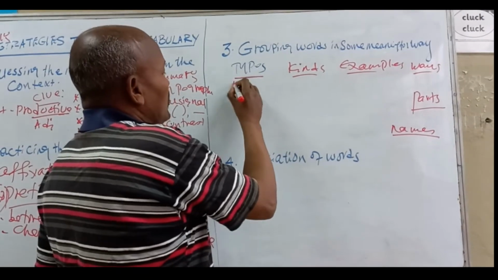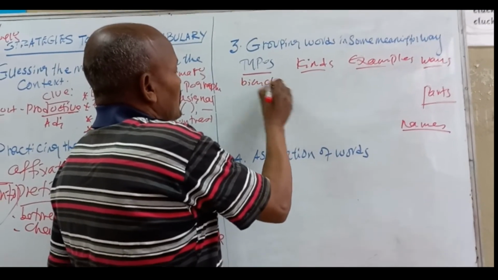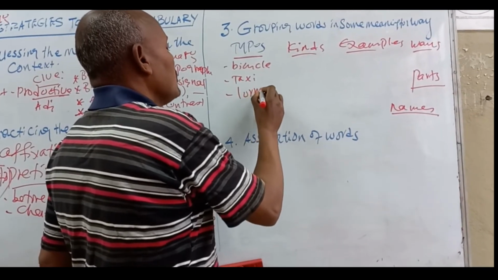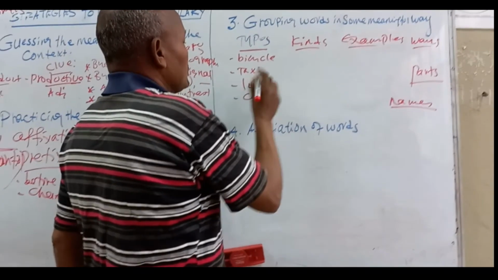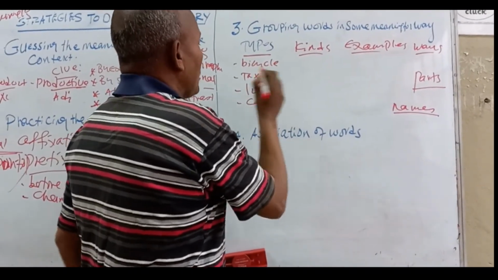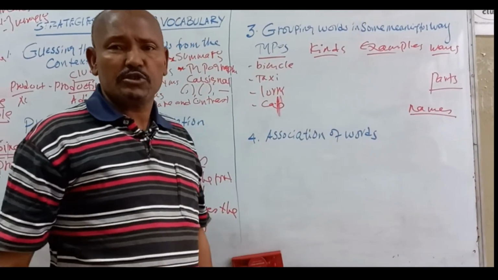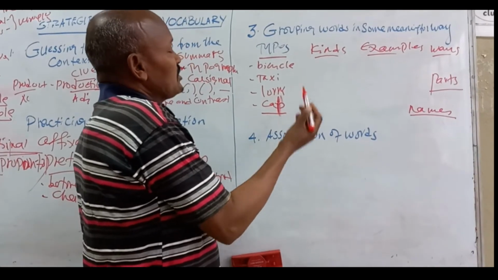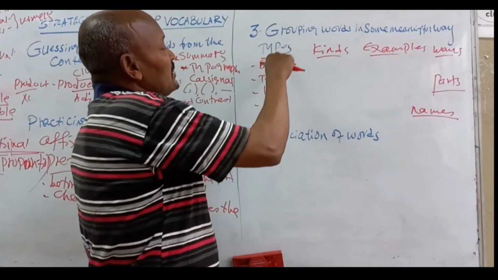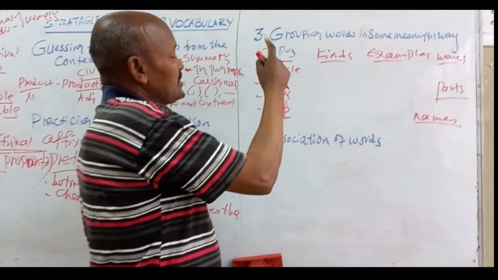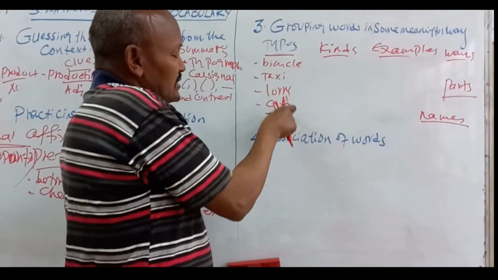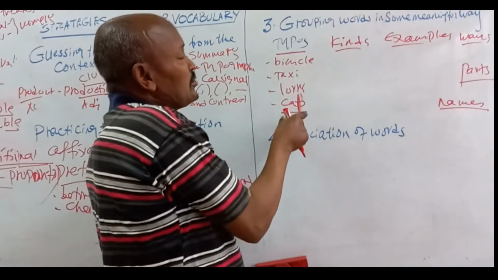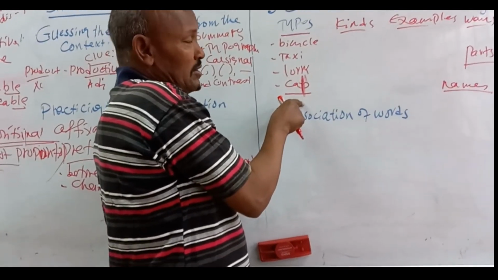For example, bicycle, taxi, lorry, and cab. These are what's called types of what? Transport. If you want to define this word cab, you can group it with the types of transport, which are bicycle, taxi, lorry, and some more types of transport. So this is one way of grouping words to give the meaning of that kind.